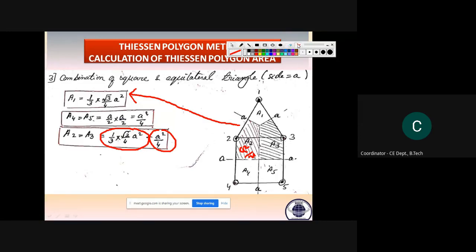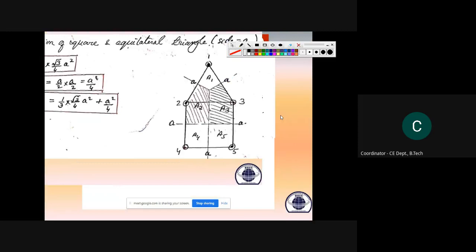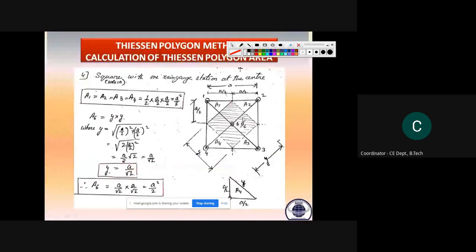Now let us go to our fourth problem, fourth example. There are 5 rain gauge stations in a square. That is, this one, this one, this one, this one, and one at the middle. Now how will we find the area? Simple. Again we have to draw the perpendicular. First we have to draw the lines. We have connected the lines. Then what will we do? We will draw the lines.